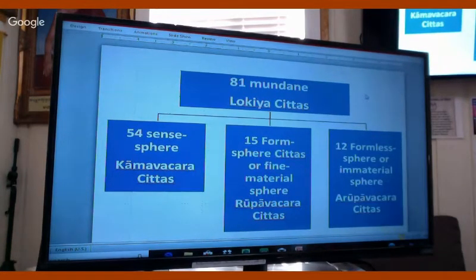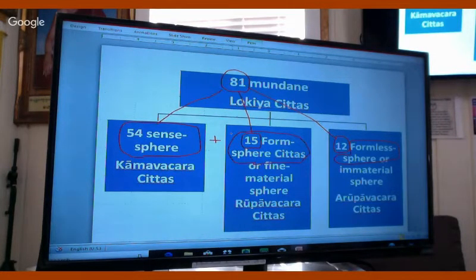This table shows how many Lokiya Chitta, mundane consciousness. How many? 81 kinds of mundane consciousness, isn't it? So the 81 kinds of mundane consciousness: we already learned the sense sphere consciousness, 54 kinds, plus form sphere consciousness. Today we will learn form sphere consciousness, 15, and formless sphere consciousness, 12. So that's why altogether we get 81.